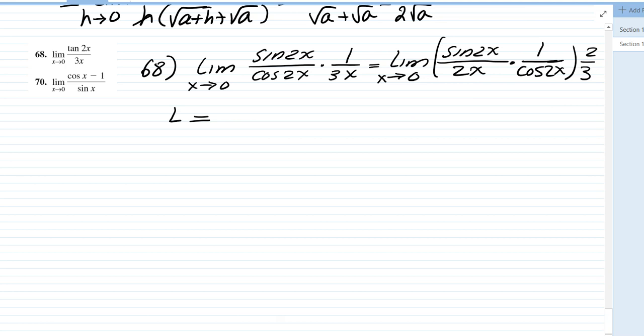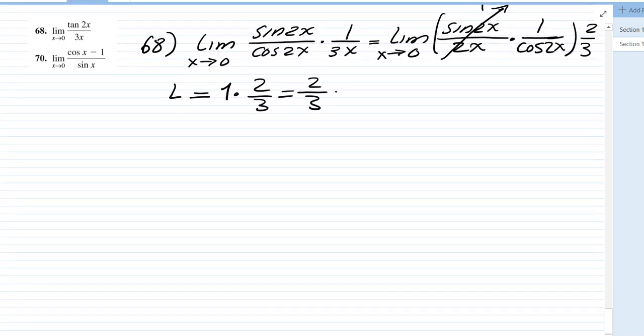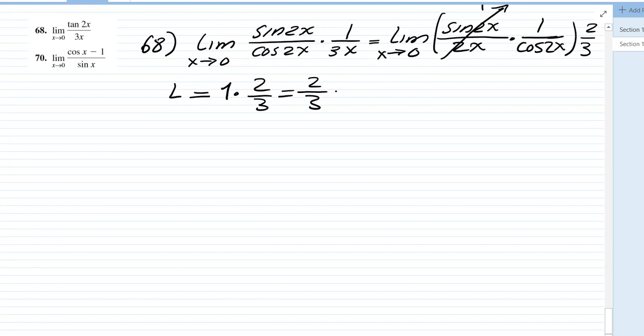So the limit is, the first part, this limit is 1. Now directly substitute 0 for x. Cosine of 0 is 1. That's going to be 1 times 2/3. The limit is 2/3. Okay, for number 68. Now let's take a look at number 70.